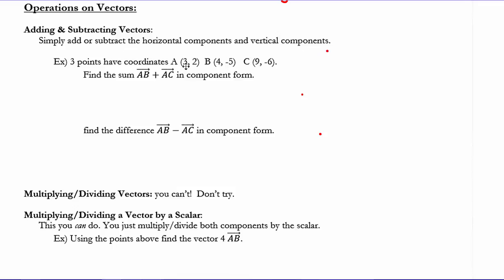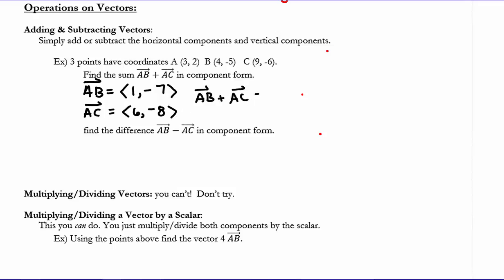So let's say 3 points have coordinates of A, B, C as shown. Find the sum of vector AB plus vector AC in component form. Well, first I should probably write vector AB and vector AC down. So vector AB is 1, negative 7. And vector AC is, let's see, I'm going to go up 6 and down 8. So AB plus AC is just the sum of those components. 1 plus 6 is 7. Negative 7 plus negative 8 is negative 15.